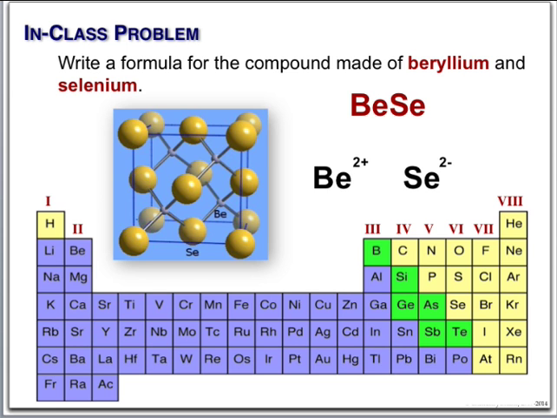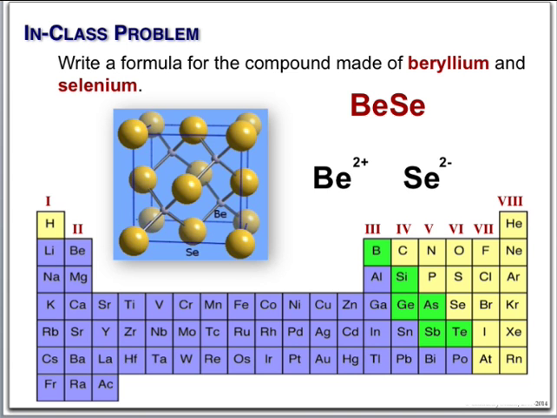Any questions? Where are you getting these 2s from? Well, beryllium is here, group 2, so that's a +2. Selenium is here in group 6. It needs 2 electrons to get over to krypton. So it's a -2.